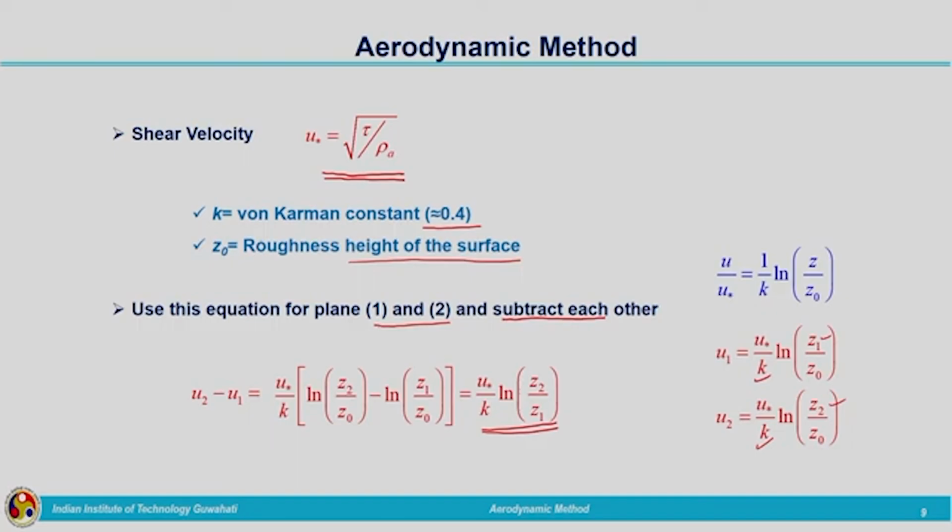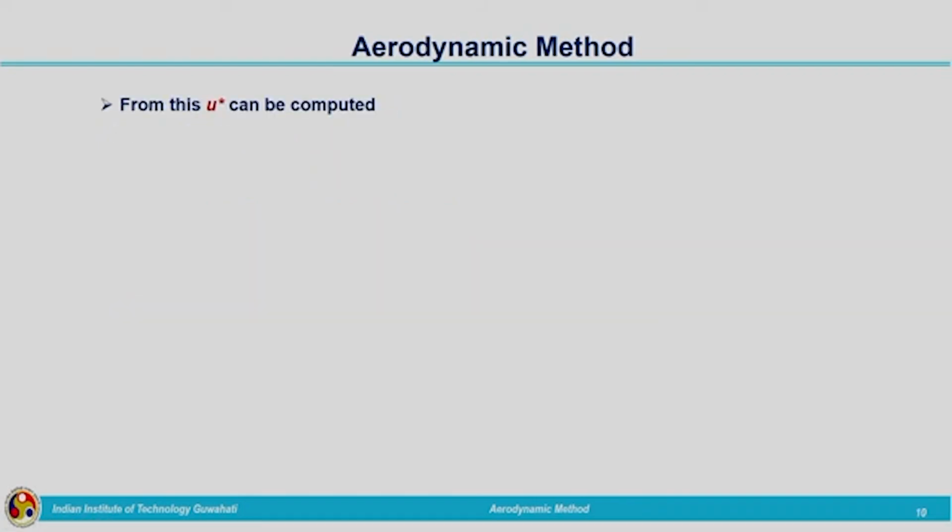So, how can we relate these things? Our momentum flux term is here in the expression for shear velocity. Shear velocity u star is given by under root of tau divided by rho a. Let us see how we can get the expression for momentum flux. Here we have the shear velocity. Now, from this expression we are going to get the expression for shear velocity u star.